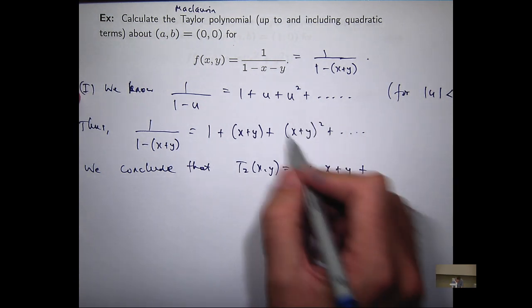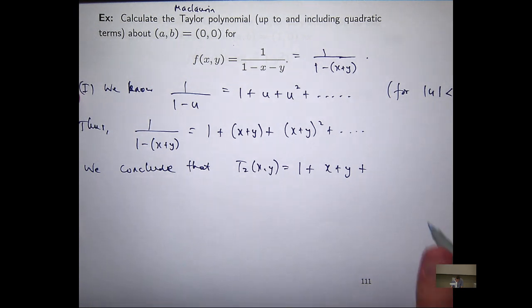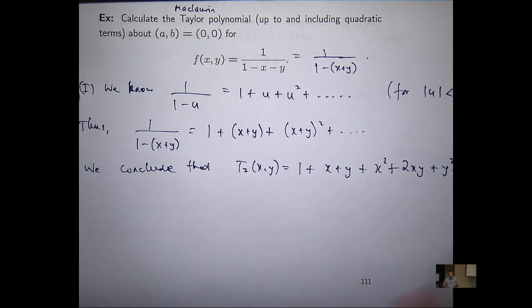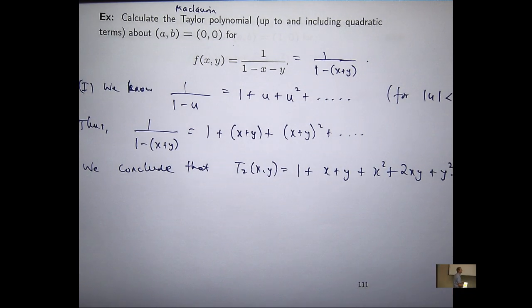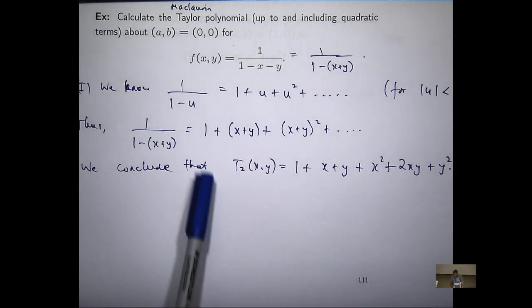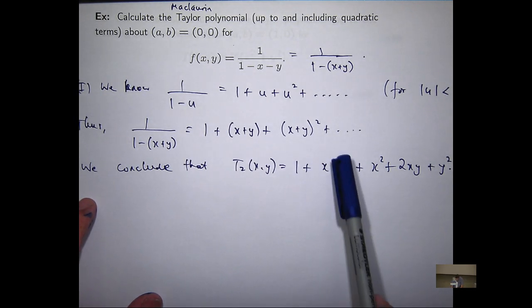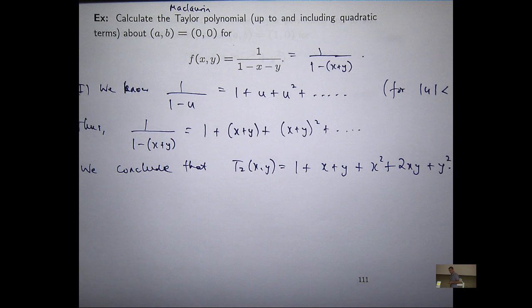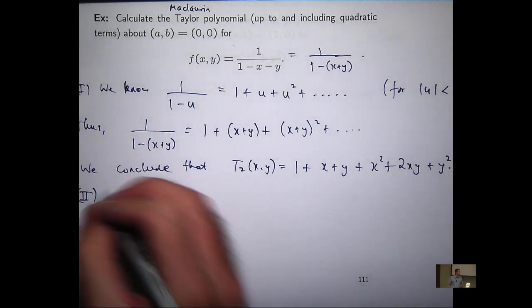Now, if I wanted to expand this out, I could. You don't have to. It's probably prettier to leave it in that form. Now, again, if you can't remember the series for 1 on 1 minus u, you can compute the derivatives of f. Compute all the partials and evaluate them at 0, 0. They'll give you these coefficients. I'll leave this for you to do.